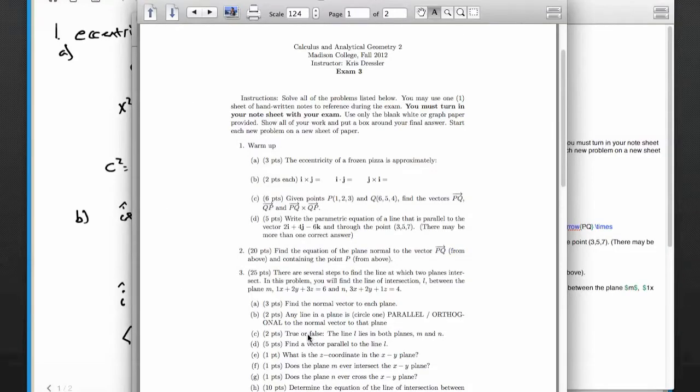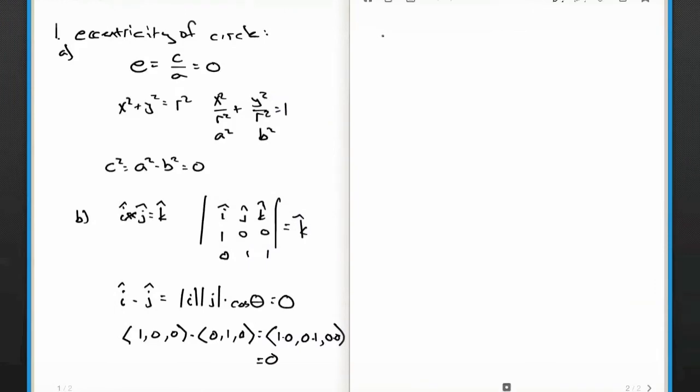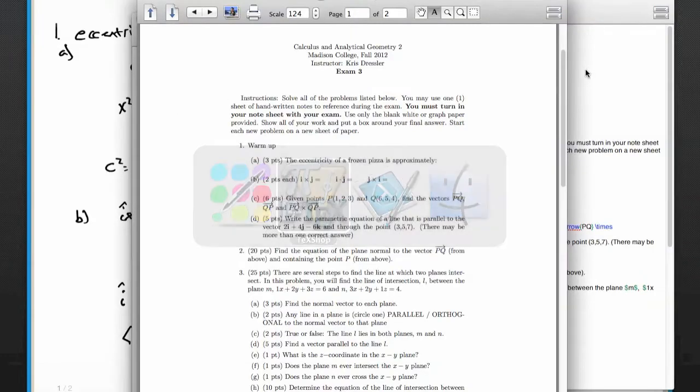Okay, the next one is j cross i, and we know that j cross i will equal the opposite of i cross j, so that equals negative k. Or likewise, we could use the determinant method, i, j, k, and this will be j cross i, so 0, 1, 0 and 1, 0, 0. Again, k is the only one that doesn't disappear. So that would be 0 minus 1 k, so that equals minus k. All right, and that's the next one.